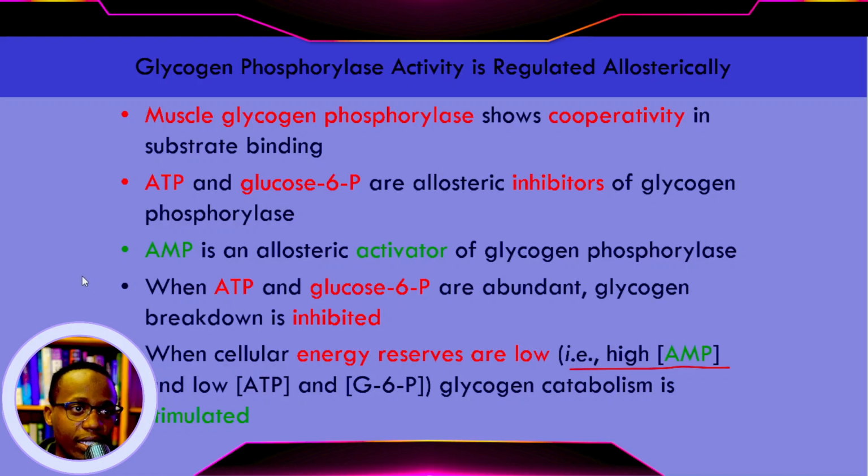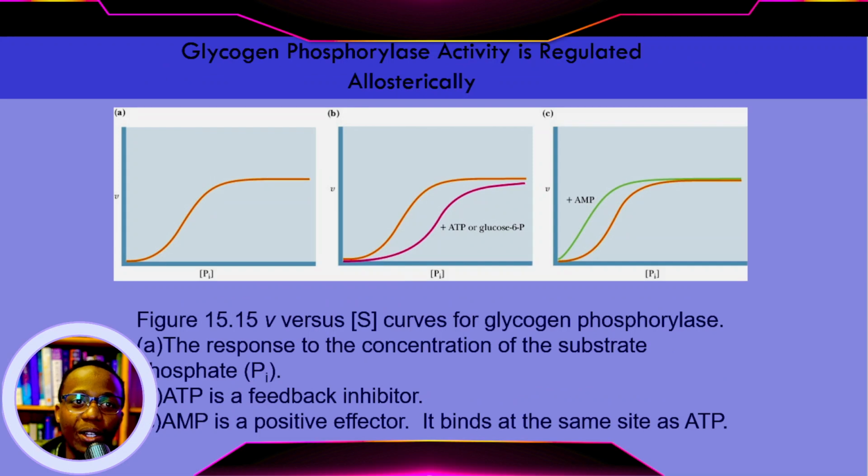So ATP and glucose 6-phosphate are inhibitors. Caffeine is an inhibitor as well. So going back to cooperativity, remember that this is the typical sigmoidal shape of a typical allosteric enzyme. So this is an uninhibited enzyme. The second one is when you add ATP or glucose 6-phosphate. What happens? We inhibit it, right? And remember that it shifts to the right, right?